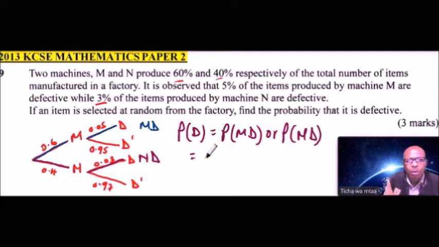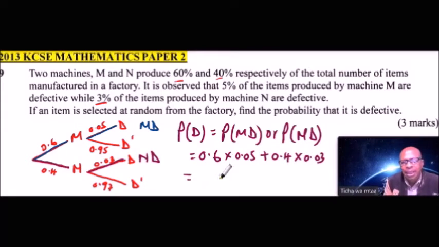So this is equal to, we have seen this is 0.6, that is 0.6 multiplied by, when you have and, you multiply, 0.05. This is plus when you have or. The other one is 0.4, and you multiply by 0.03, which now you can use your calculator, and when you multiply this, you get 0.042 when you compute that. So that is how you work out that.